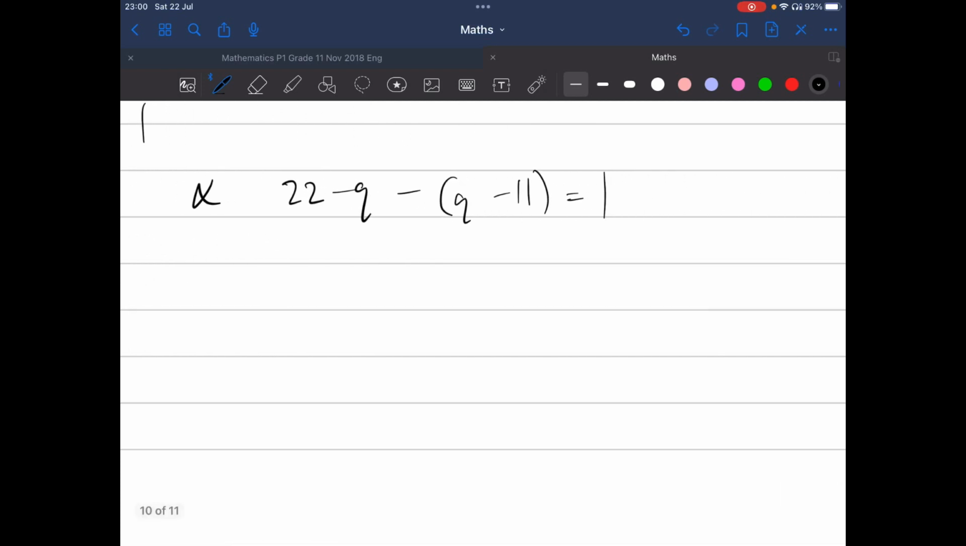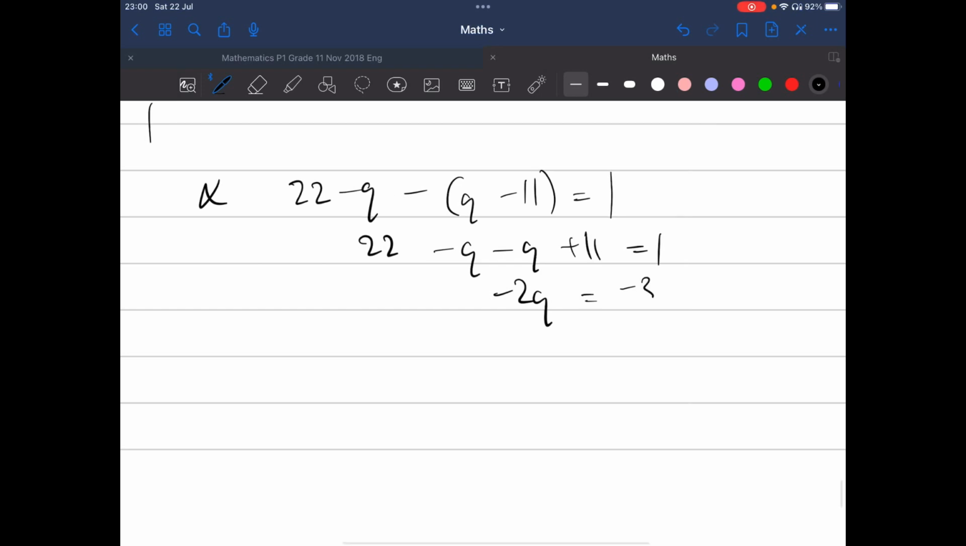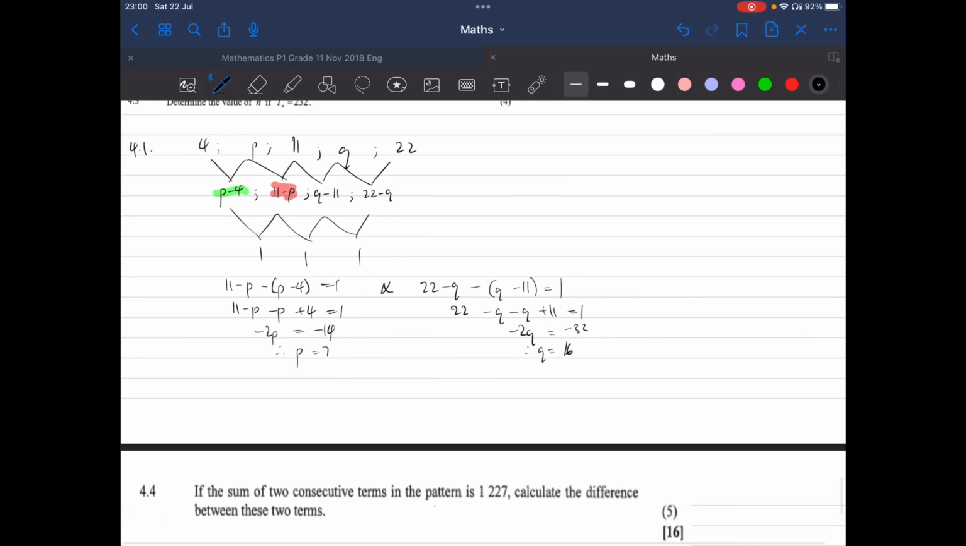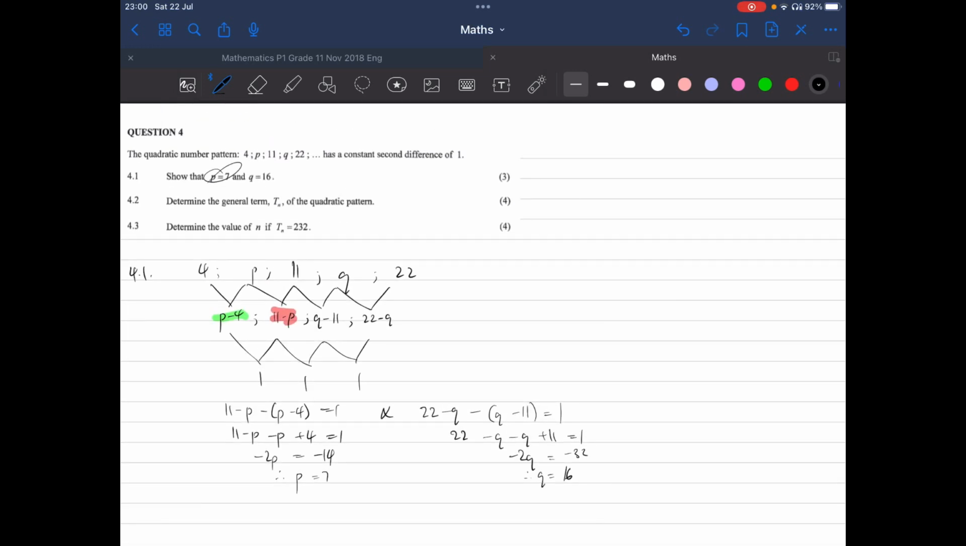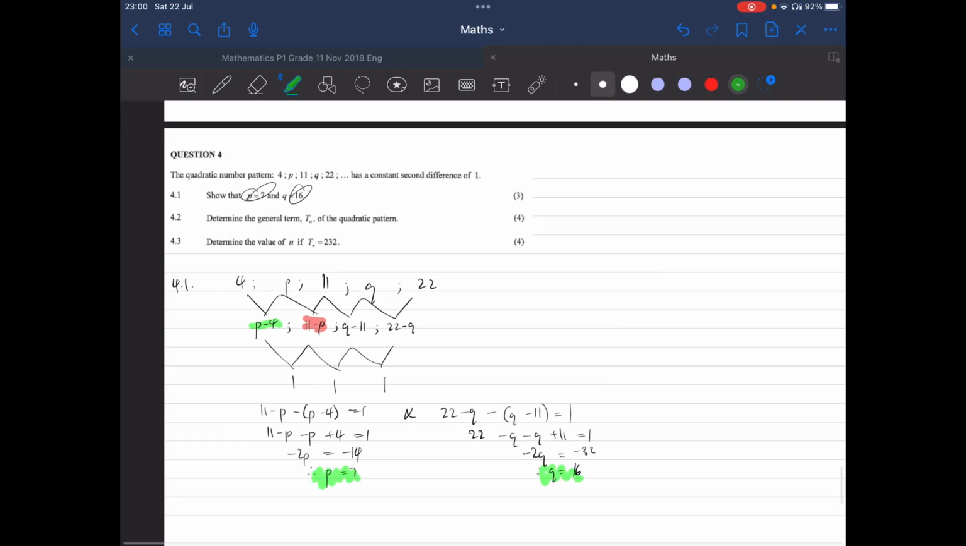Okay, and for q, let's do the same thing. So 22 minus q plus 11 equals 1. So minus 2q equals 1 minus 11 minus 22, which gives us minus 32. Now I'll divide both sides by minus 2, and that gives us 16. So p is 7 and q is 16. So that means these answers are correct. That's 4.1.